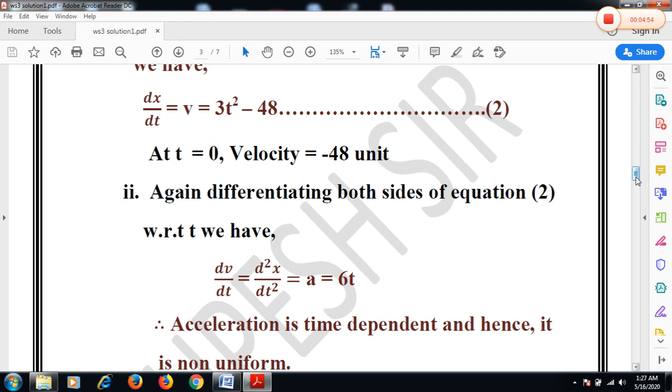Next we need to find the acceleration. So again differentiating the velocity expression, that is 3t square minus 48, we have dv/dt equals d2x/dt2 equals a equals 6t. So the acceleration is time dependent over here, right? Hence we can say that the acceleration is non-uniform in nature.